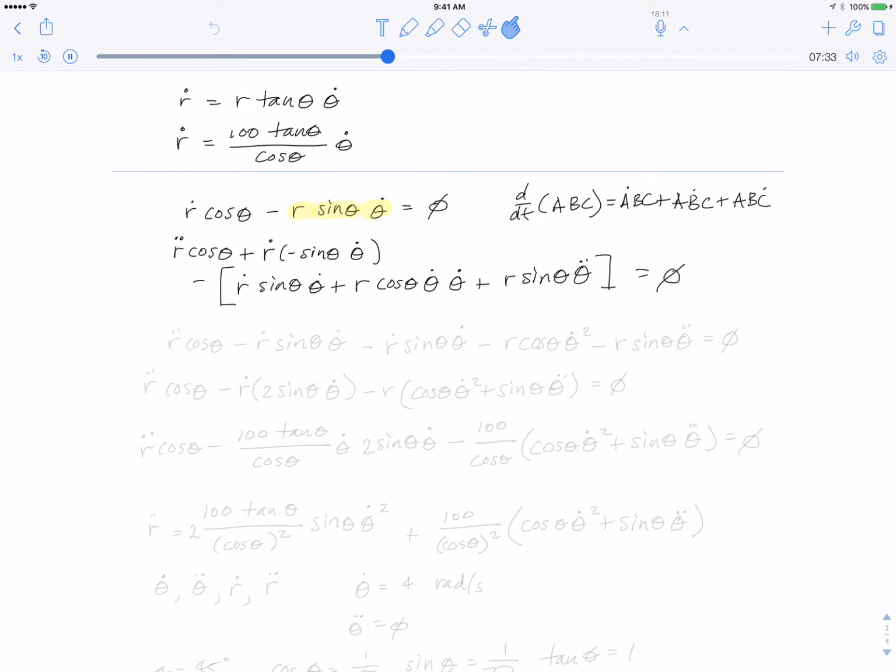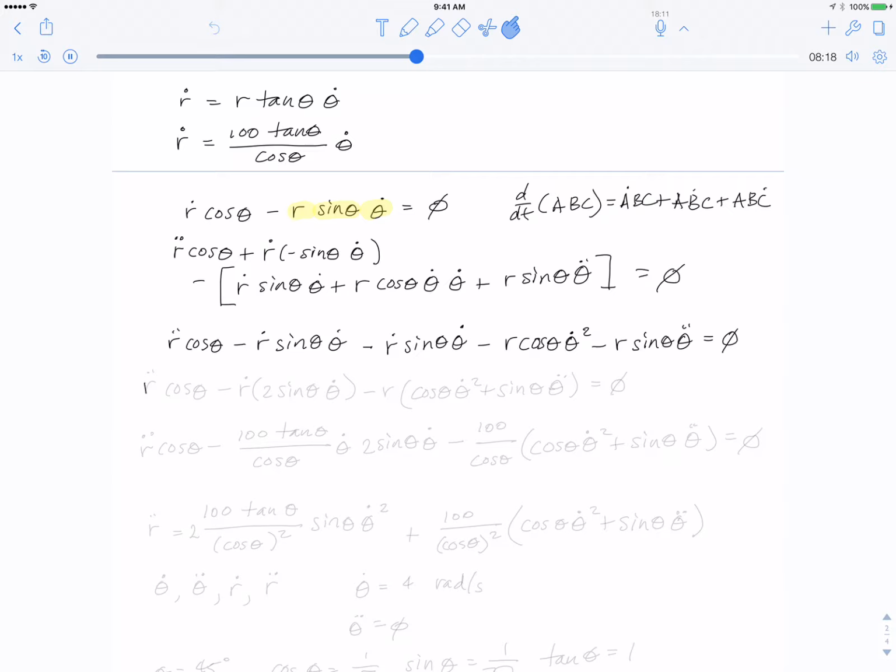So if you write everything out, you get r double dot cos theta minus r dot sine theta theta dot, minus r dot sine theta theta dot, minus r cos theta theta dot squared, minus r sine theta theta double dot, all equals 0.